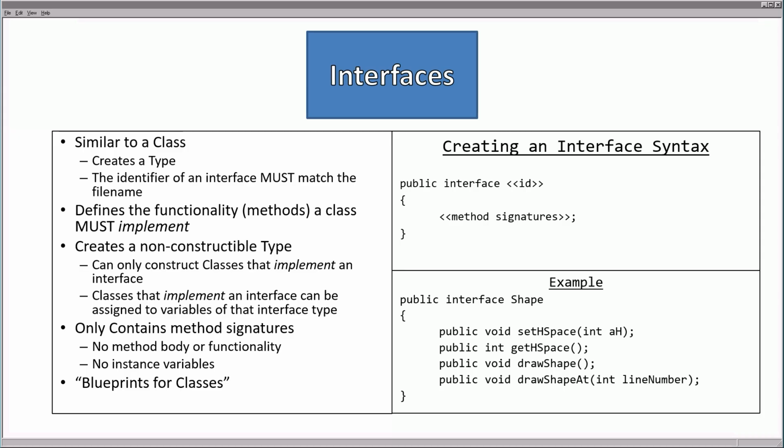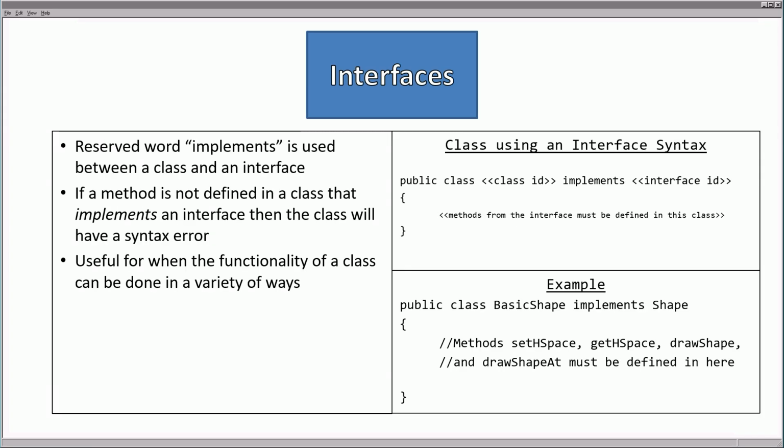In order to create our own interface, what we do is very similar to a class. Inside a file, you have public, but instead of class, it's interface, then the ID of the interface. Then inside the body of the interface, you have only the method signatures. And as you can see, we have an example right here. And notice, for each one of these methods, there is no method body or any type of functional code.